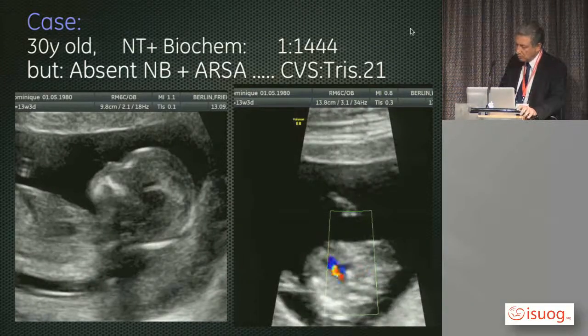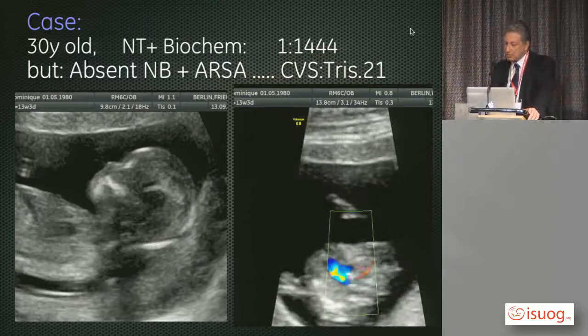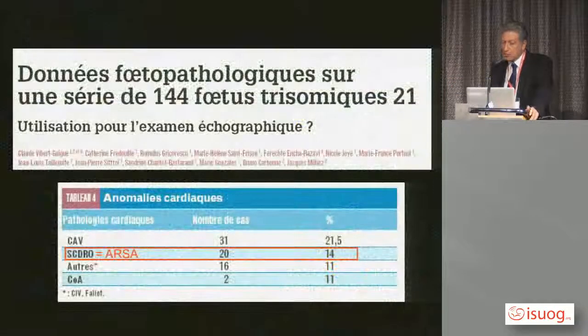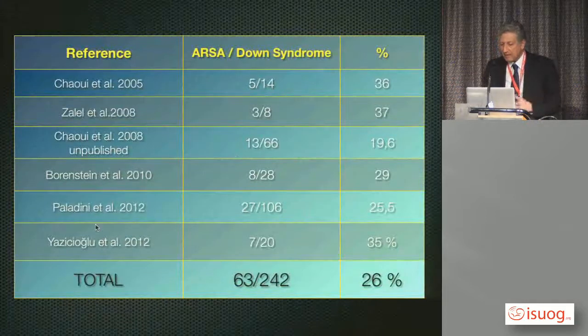I had a recent case 2 weeks ago, also in a 30-year-old lady with a combination of 2 findings. Now, what is the frequency of this sign? In a nice French study on 144 fetuses, this hidden message, SCDRO, is the French word for ARSA, sous-clavière droite, I know it, but I forget it now. It was 14% of the cases, this is the lowest frequency I know in a study. And I put together what I have until now.